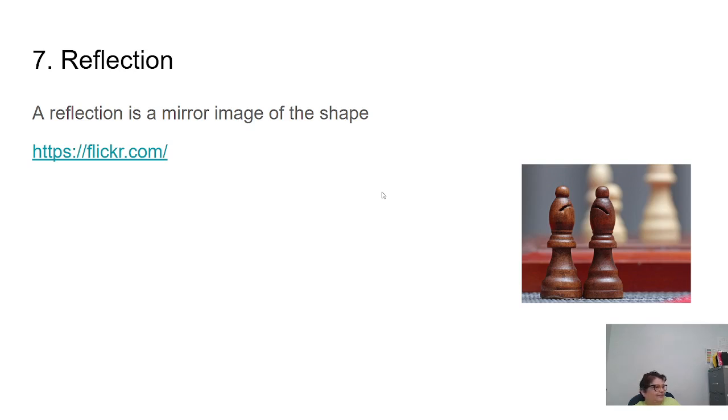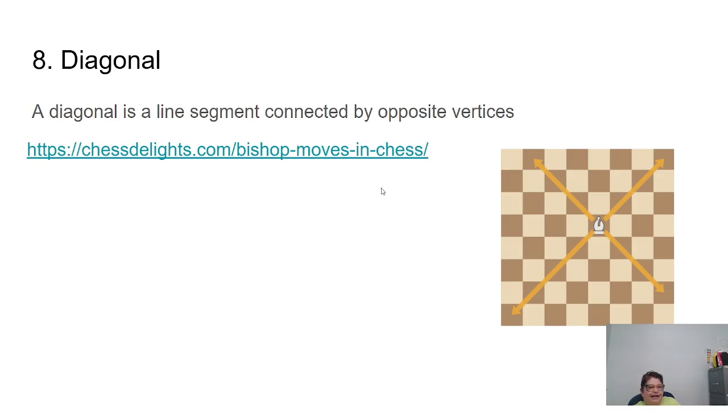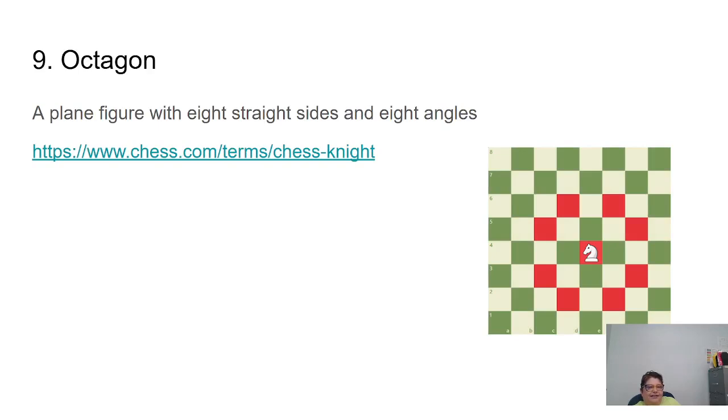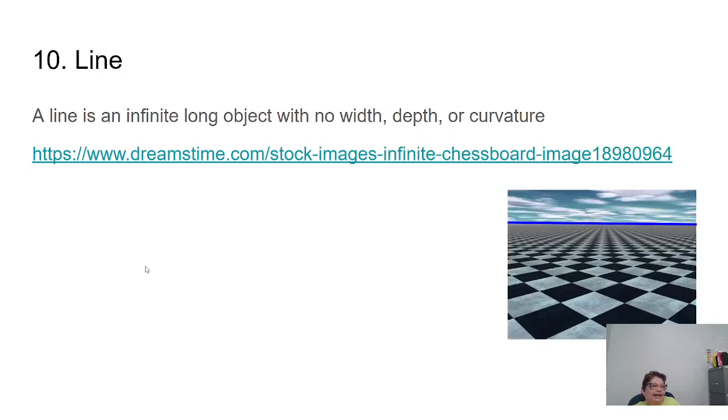Reflection. Because that was a reflection. Diagonal. Octagon. You see the octagon? Yeah. Line would be like, lines are hard because really it's only like out, yeah, because it goes on forever and ever.